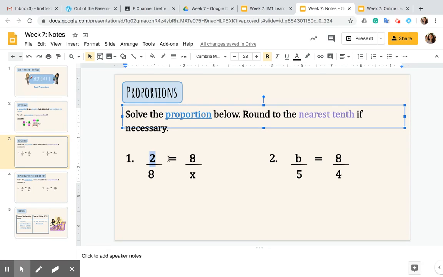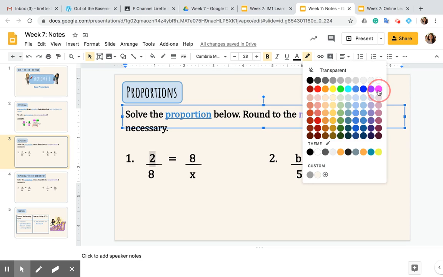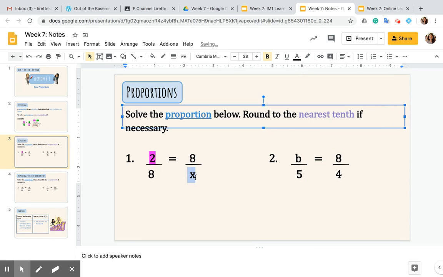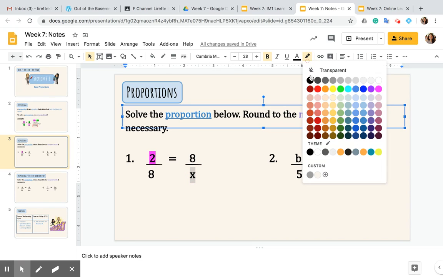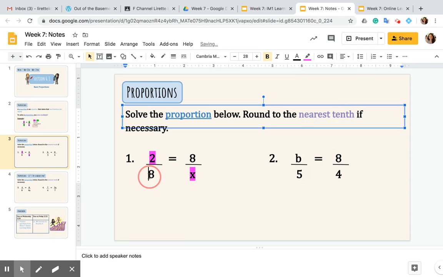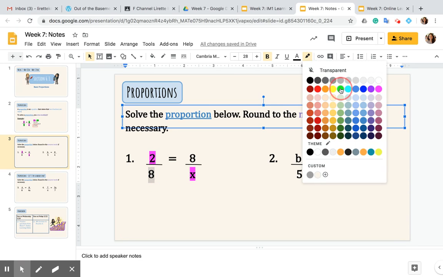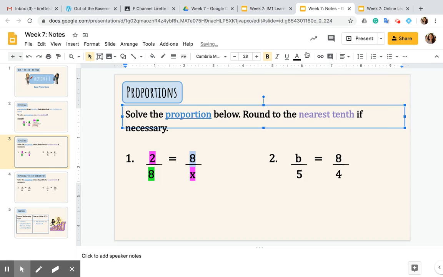So I have 2/8 equals 8/x. I can solve for this variable x by cross multiplying. That means I'm going to multiply the 2 with the x and the 8 with the 8. Okay, and I'm going to color code things so you can see. So the 2 and the x are going to get multiplied. And this 8 is going to get multiplied with this 8.